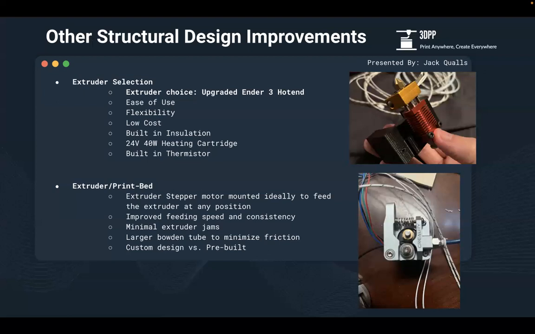Additionally, for the extruder motor, which is feeding the filament into the hot end, we ended up trying to do a custom design. Didn't get the grip on the filament that we needed, so we ended up purchasing a pre-built one. And that did the job perfectly.